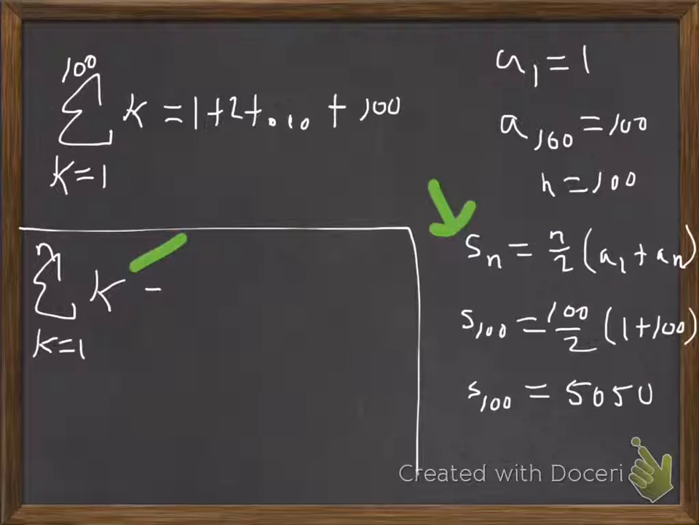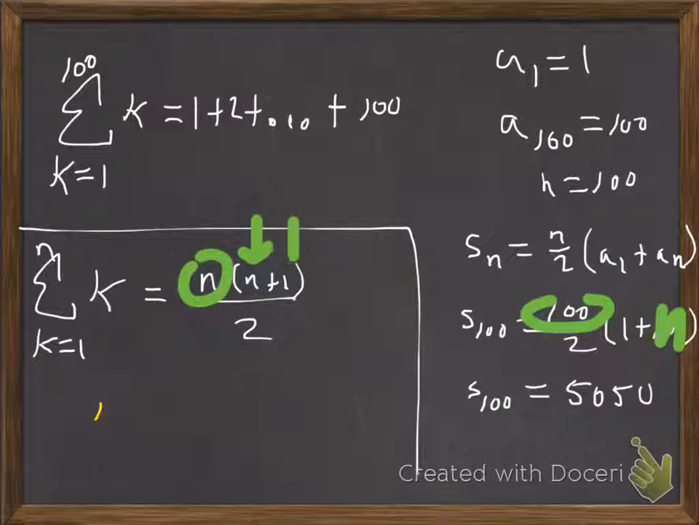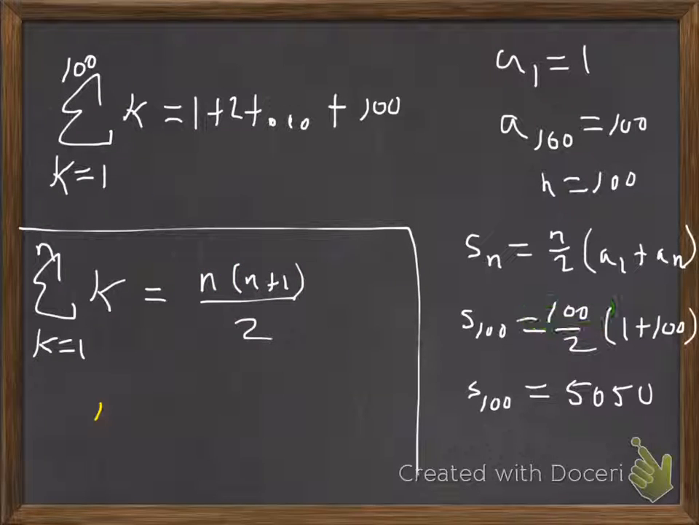Okay, so the particular formula looks a lot like this. Your first term is going to be 1, and your last term is going to be n, so you're going to have 1 plus n instead. So you have n and n plus 1. Remember, this was your n, then your nth term, and then your first term. This will work out exactly the same way as before. So 100 times 101 divided by 2 is going to be 5050.